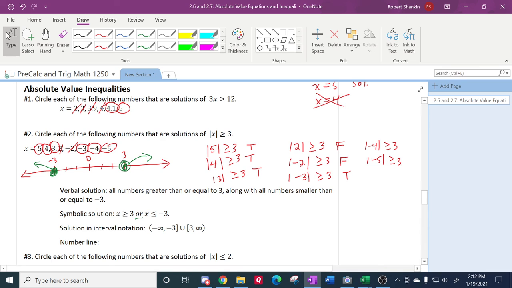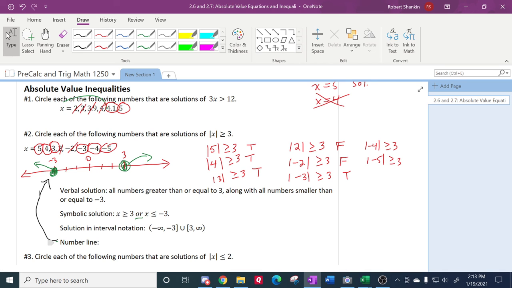All right, so from negative infinity to negative 3, union. So U is the symbol we use when we mean "or" when we are using interval notation. Union 3 to infinity. And then another way to display the answer is on the number line, which is right here. We've already displayed it. So look at how an inequality has all the different ways to state the solution: verbally, symbolically, interval notation, and a number line.